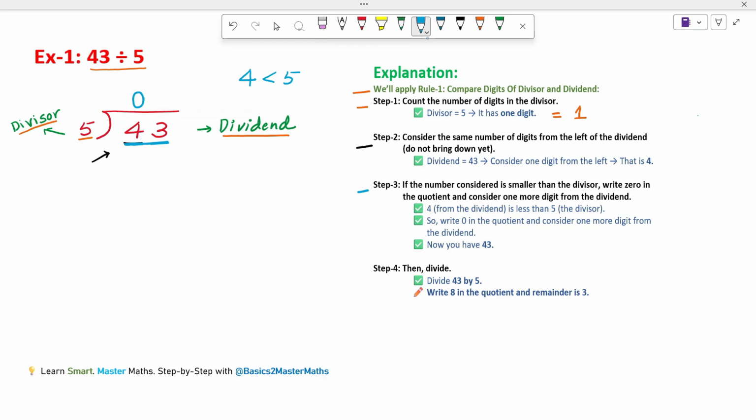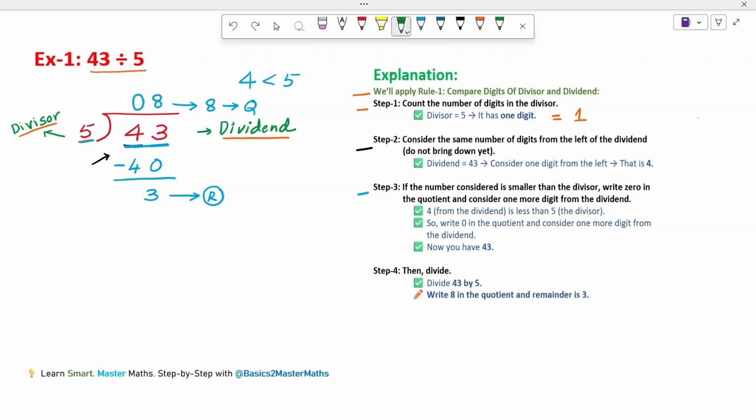Now you have 43, which is greater than 5. You can divide. 5 8s are 40. You got 3 as the remainder and 08, or simply 8, as the quotient. Got it?